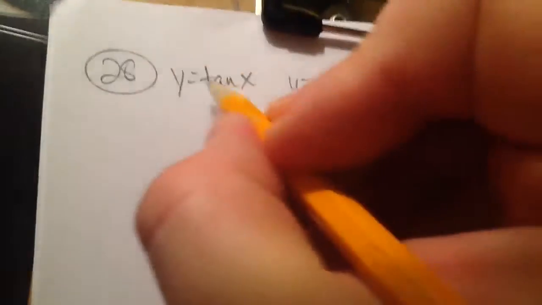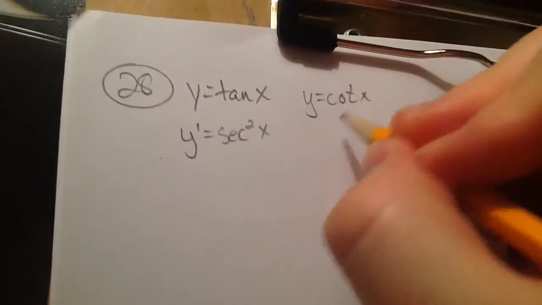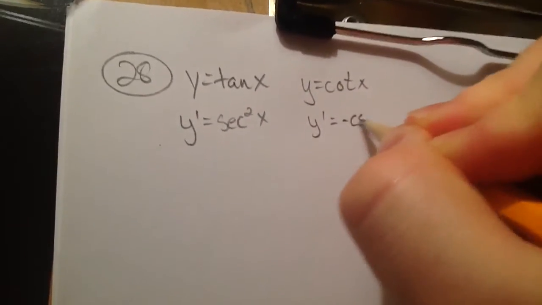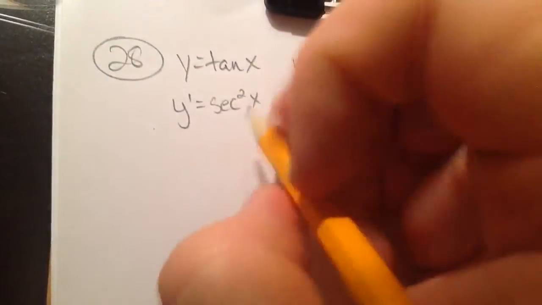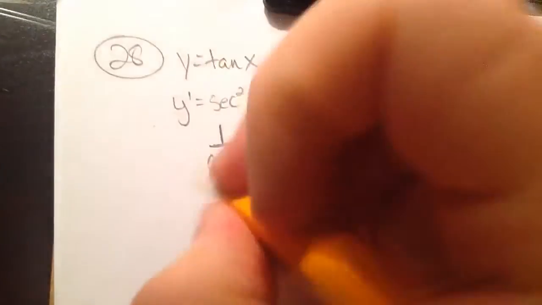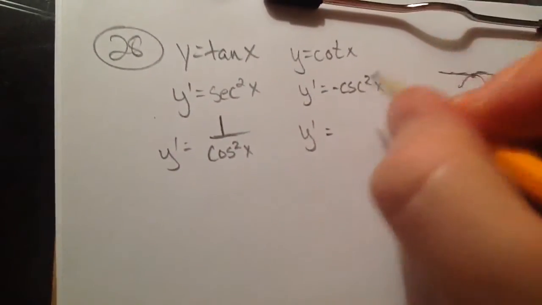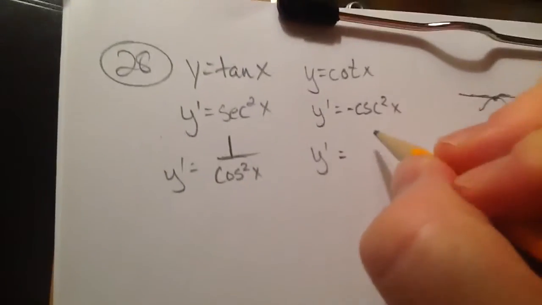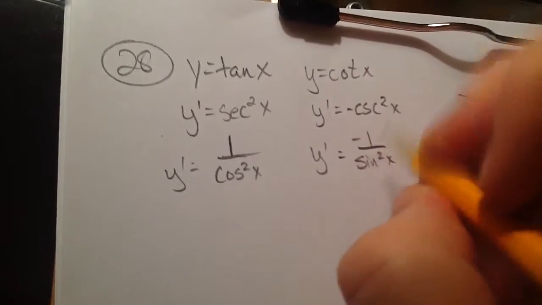So you just do the derivative of each one. The derivative of tangent is secant squared. The derivative of cotangent is negative cosecant squared. Remember, secant means 1 over the cosine. So 1 over cos squared of x, that's the same thing as that. Cosecant is the same as 1 over the sine. That one's negative.